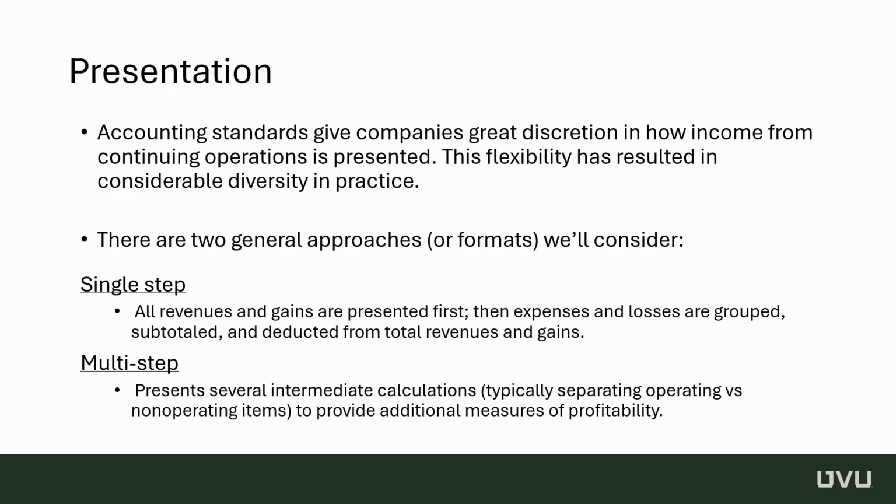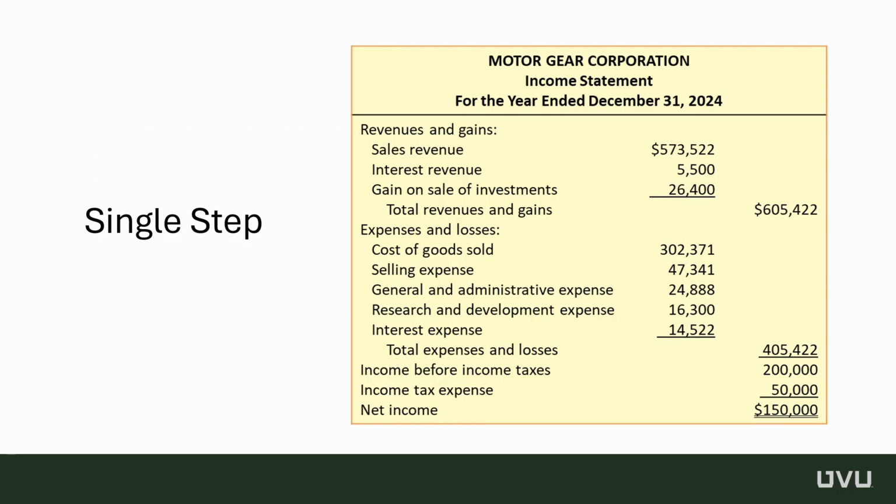A multi-step income statement includes several intermediate subtotals. These subtotals are useful because they separate operating performance from other items and provide additional measures of profitability. So like I said, companies do have some discretion in how they present these. We're going to consider these two approaches as two extremes where most companies fall somewhere in the middle. Let's first look at an example of a single-step income statement approach.